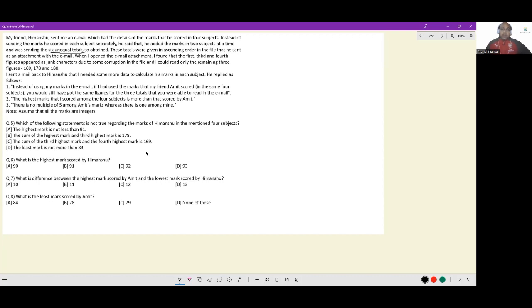with an email. When I opened the email attachment, I found that the first, third, and fourth figures appeared as junk characters due to some corruption in the file. I could read only the remaining 3 figures, which is to say the first value was unreadable, the second value was 169, the third value was unreadable, the fourth value was unreadable, the fifth value was 178, and the final value was 180. Okay.